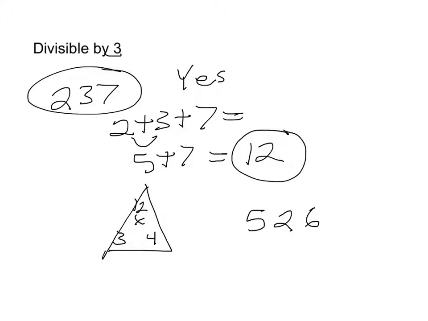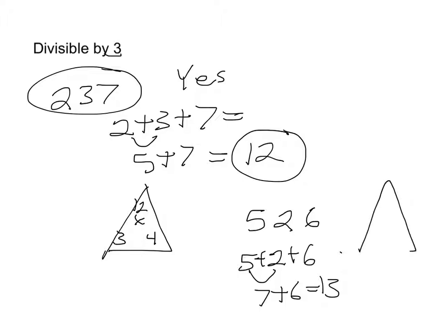So we'll look at the number 526. Once again, you want to break this number apart so that you can find the sum of all of the digits. It's 5 plus 2 plus 6. 5 plus 2 equals 7. 7 plus 6 equals 13. You put that in the factor triangle. 13 is the total number.